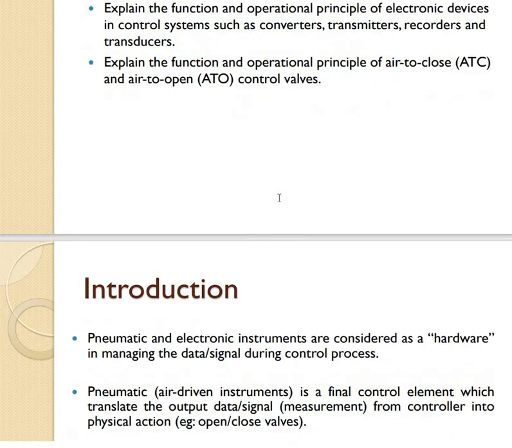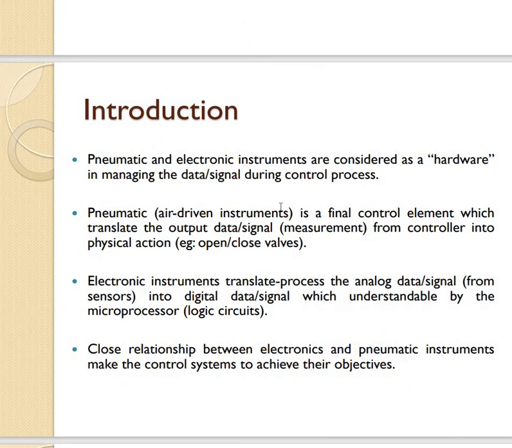Okay, now for introduction. Pneumatic and electronic instrument is considered as hardware because they manage the data or signal during control process. So basically, pneumatic is air-driven instrument. Meanwhile, the electronic instrument is for data signals. It's used to translate or process the analog data or signal.